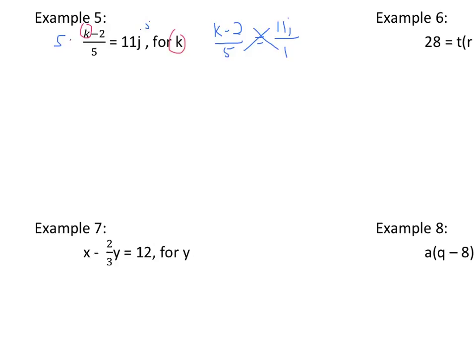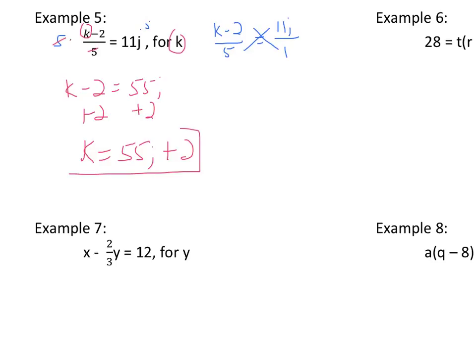So back to what, and it's up to you which one you want to do. But back to what I was doing, I multiply both sides by 5, and I get k minus 2 because the 5's cancel, equals 11 times 5, which is 55j. Again, we're solving for k, so add 2, and k will equal 55j plus 2. So this literal equation now is solved for k instead.